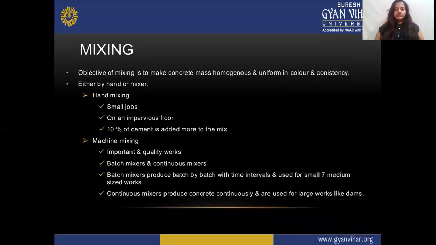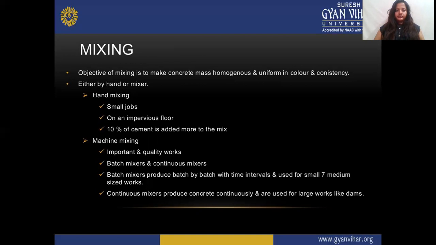So let's come to the mixing part. The objective of mixing is to make the concrete mass homogeneous and uniform in color and consistency. It is done either by hand or by machine mixing. For hand mixing, we usually prefer it for small jobs, where there is a minor requirement of minor casting of concrete. In that case, it is done using hand mixing.